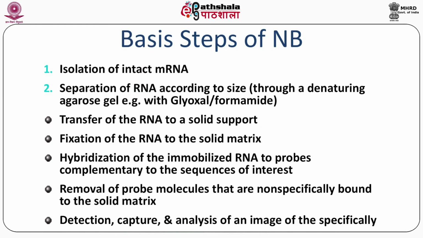The basic steps of the Northern blot are isolation of the intact RNA or mRNA, whichever fraction we are interested in. Then separation of the RNA according to size, which is very important, because you do a gel electrophoresis and the RNA gets resolved according to the different sizes. Then transfer of the RNA to a solid support, which is a nitrocellulose or PVDF membrane, and fixation of the RNA to the support, because you want that RNA molecule to stick to the surface permanently. Then hybridization of this immobilized RNA to probes complementary to the particular gene of interest.